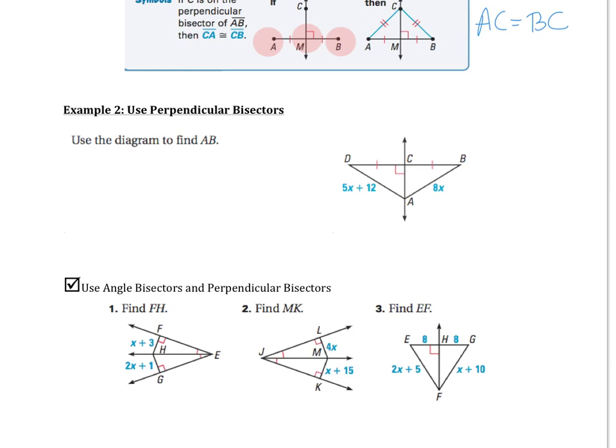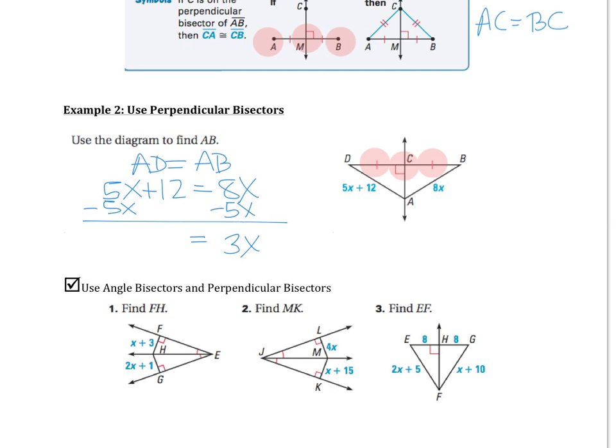Use the diagram to find AB. So again, we're looking at what we have. We have perpendicular. It's through a midpoint since I have two congruent segments. So I know that AD equals AB. So 5x plus 12 equals 8x. Subtract 5x. And then divide by 3. So x equals 4. But it says find AB. AB is 8 times x, which is 4. So it would be 32.